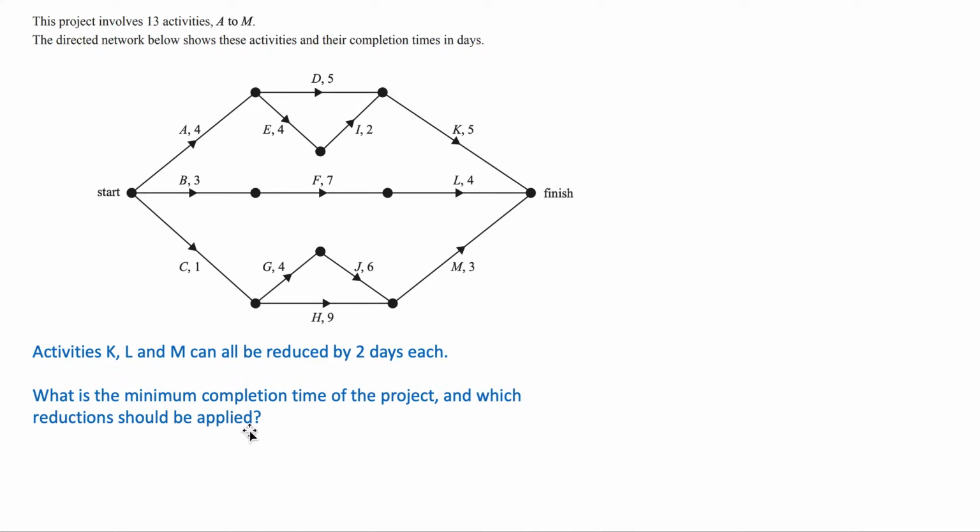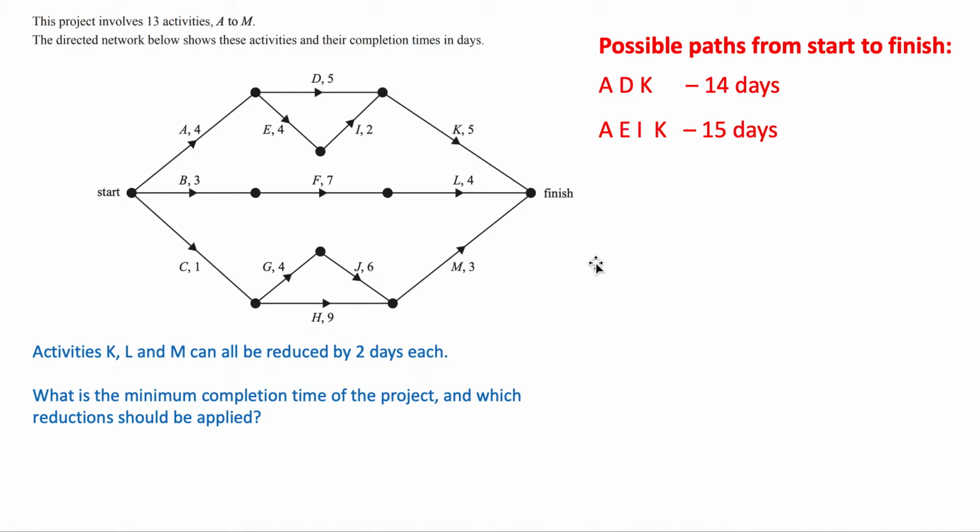Typically with crashing questions, the best place to start is to list out all the possible paths from start to finish, because the key thing you have to find first is which one is the critical path. We did this in the last video, but let's go through it again. If we go through the possible paths from start to finish, across the top first, we've got path A, D, K, and when we add up the times of A, D, and K, that gives us 14 days.